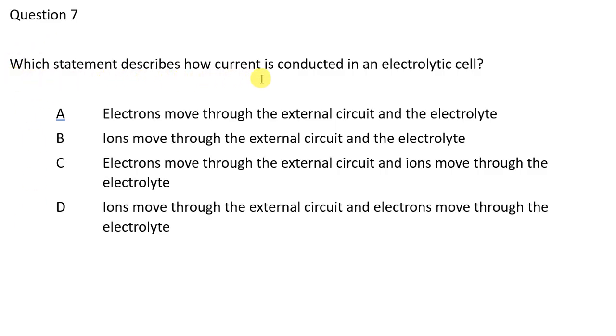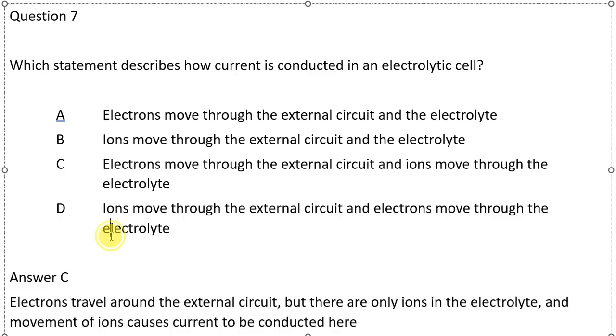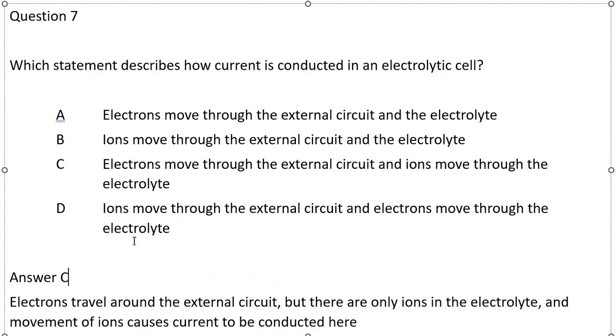Finally, which statement describes how current is conducted in an electrolytic cell? Again, I'll pause. Well, electrons travel through the external circuit to get to the ions that are going to be reduced. They travel around the external circuit, but in the electrolyte, I've only got ions that can do my conducting. So, it's electrons that travel just through the external circuit and ions that actually do the moving in the electrolyte.